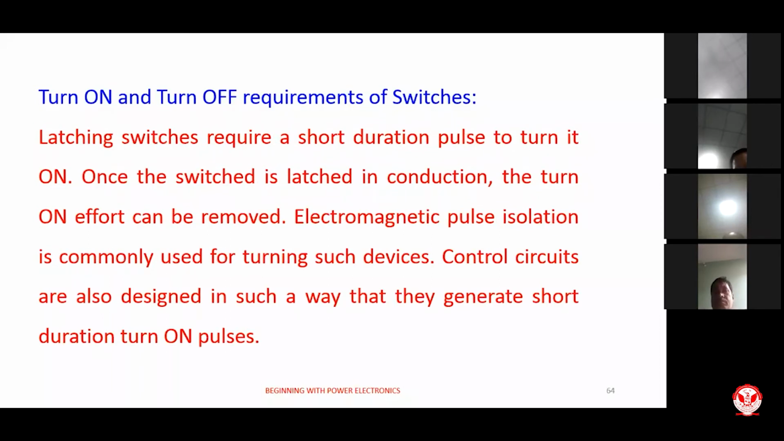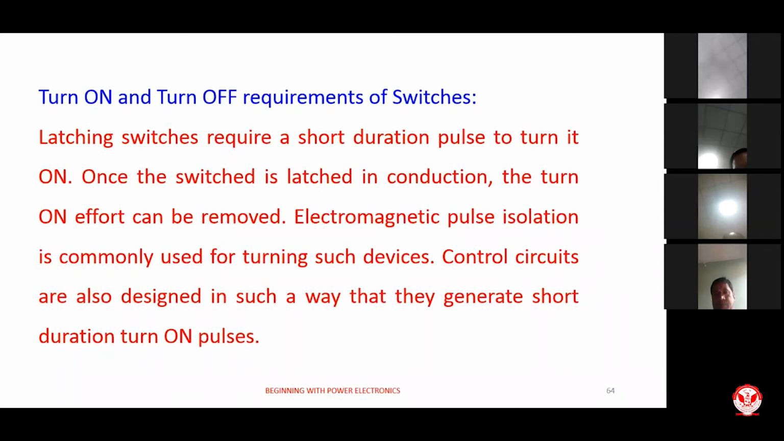Latching switches, as we discussed, like SCR, GTO, triac, these switches require a short duration pulse. Once they are latched in conduction, the turn on effort can be removed. So a simple pulse which ensures turning on of the switch is required. We need basically a short duration pulse which turns on the switch.